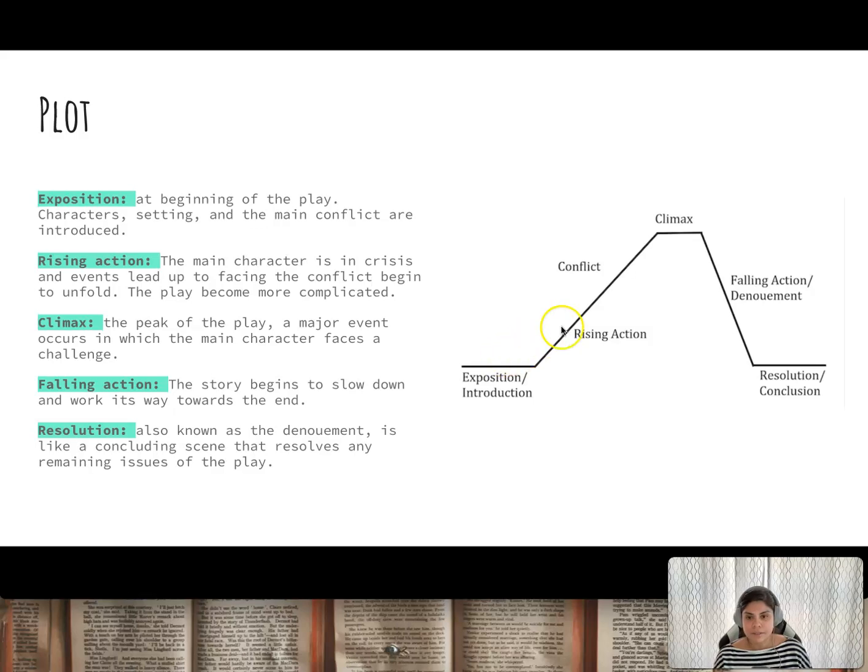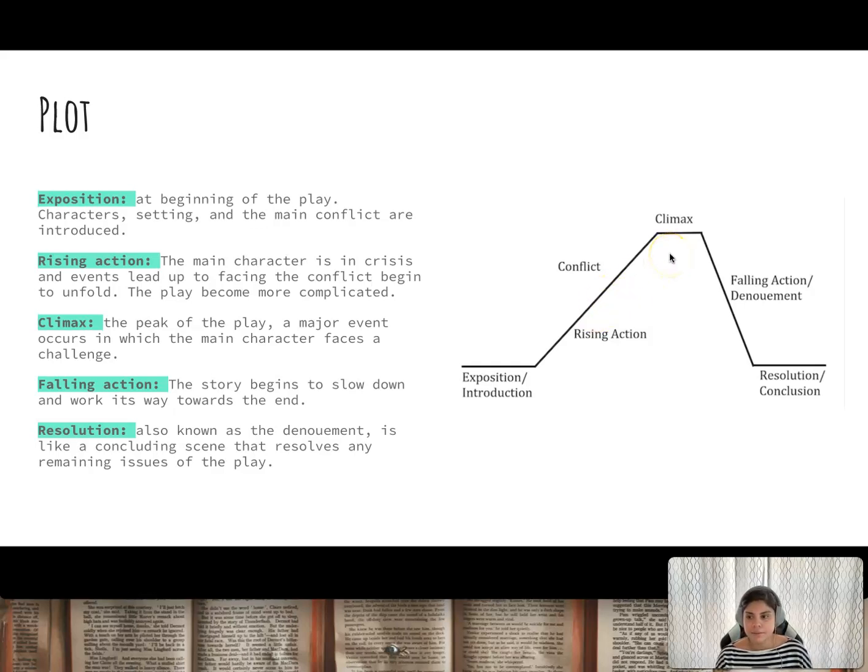Next, we have the rising action or the conflict. Now, this will usually kind of kick off that action. The main character will be in some sort of crisis, some sort of event will happen that will lead up to the conflict beginning to unfold. And in a play, it'll usually be really, really complicated.